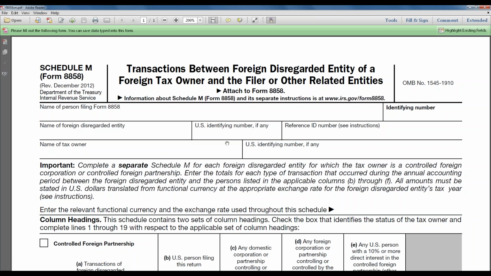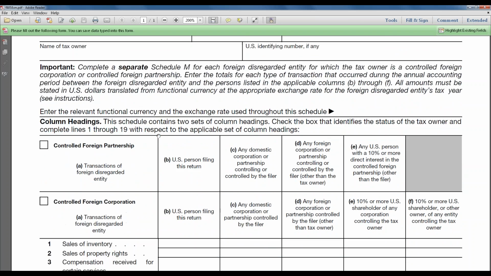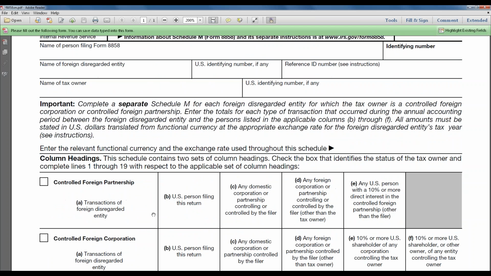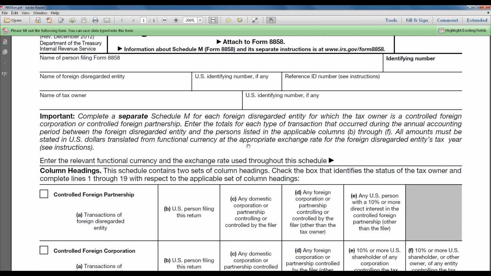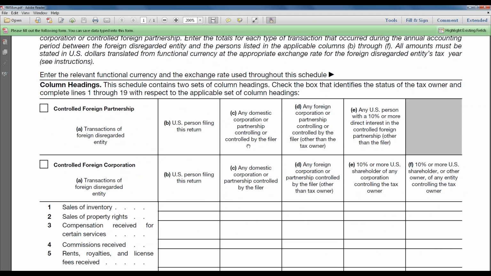The Schedule M, actually going to go over this first. The Schedule M starts off pretty nice, just your name and so forth, but it quickly gets into very complex items if your client has this fact pattern. The controlled foreign partnership, we talked about the form for that. The controlled foreign corporation, we talked about that form. So this is the related party transaction Schedule M, which we've seen before on the reporting for the controlled foreign partnership and the controlled foreign corporation, and also on the Form 5472.